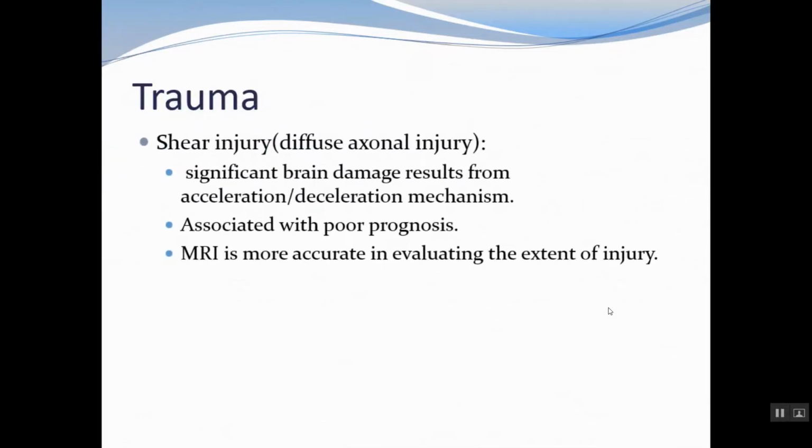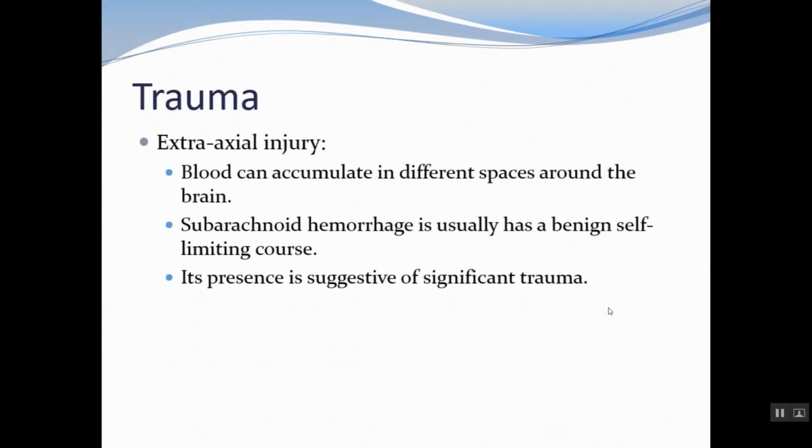Shear injury, which means diffuse axonal injury, is significant brain damage resulting from an acceleration-deceleration mechanism, associated with poor prognosis. MRI is more accurate in evaluating the extent of the injury. Extra-axial injury includes blood accumulating in the different spaces around the brain or in the subarachnoid spaces.